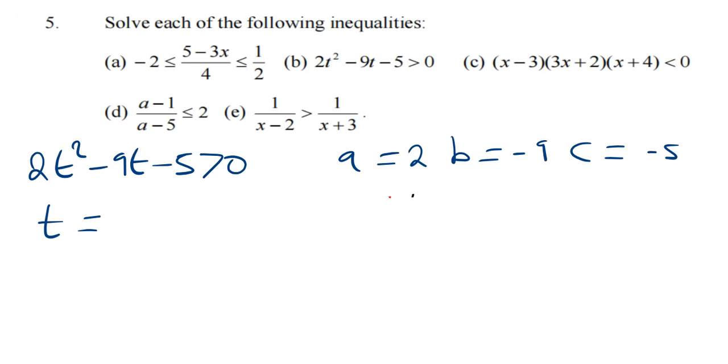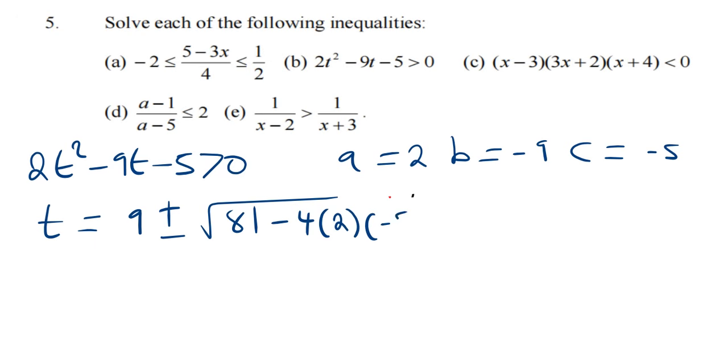Okay, so negative b, plus or minus. So negative b, b is negative 9. So in this case, we're going to have just 9, plus or minus the square root of 9 squared, that is 81, minus 4ac. a is 2, c is negative 5.